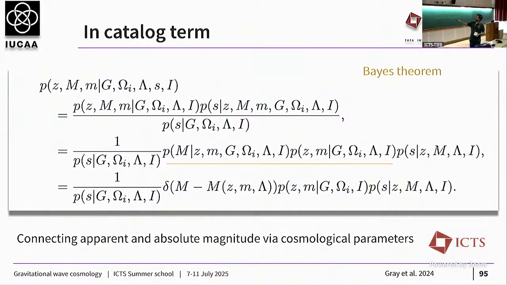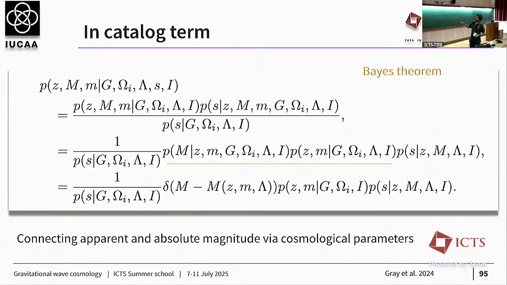And then let's look at this particular quantity, P of Z comma M, given this G, omega I, lambda, and I. What I'm going to do is take this Z and M and put them on this side. So again, I will apply Bayes' theorem. So what will happen is this probability is P of M given Z comma M times the probability of the Z comma M given these terms. Okay. So again, this is Bayes' theorem once again.